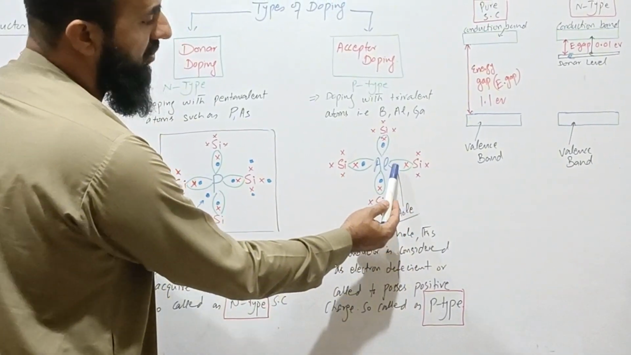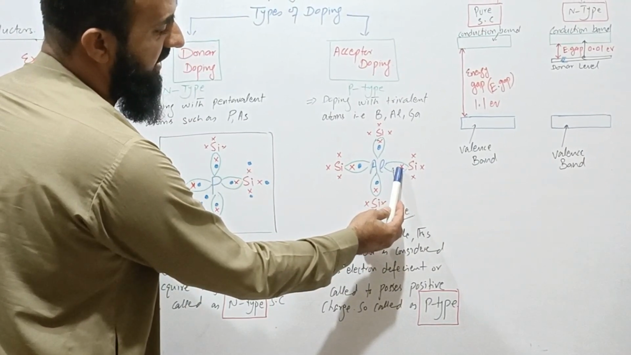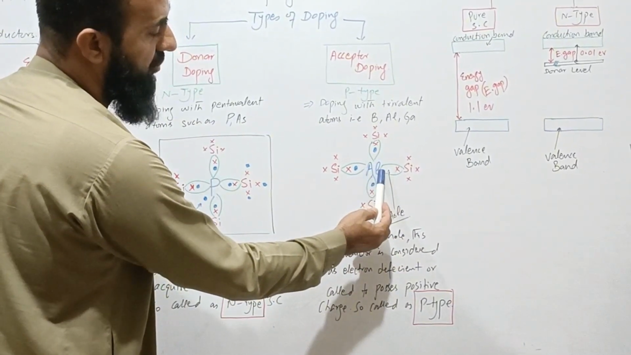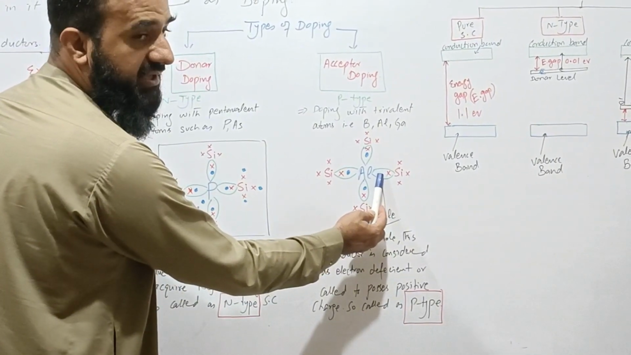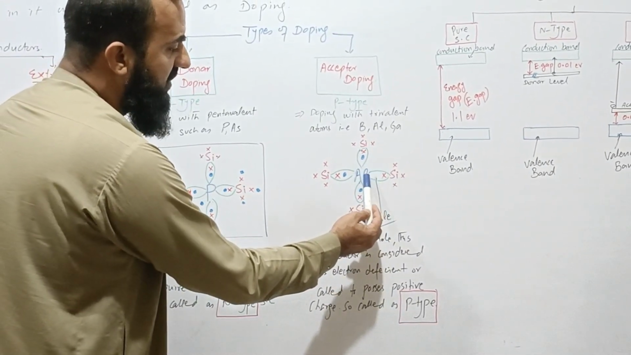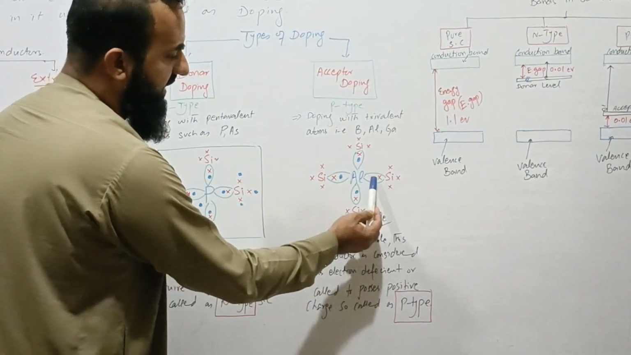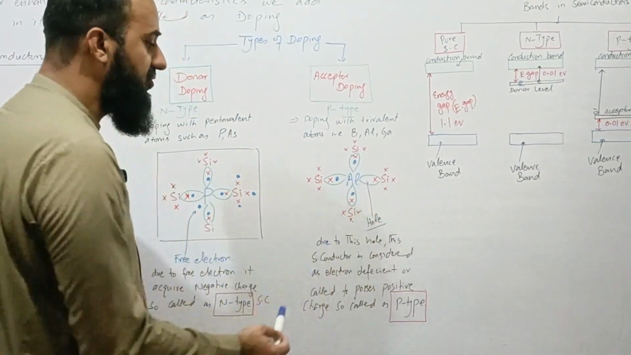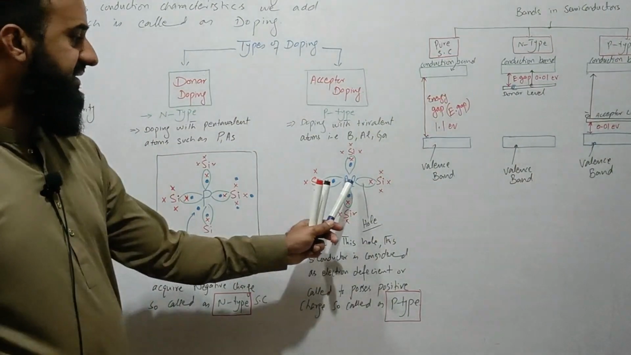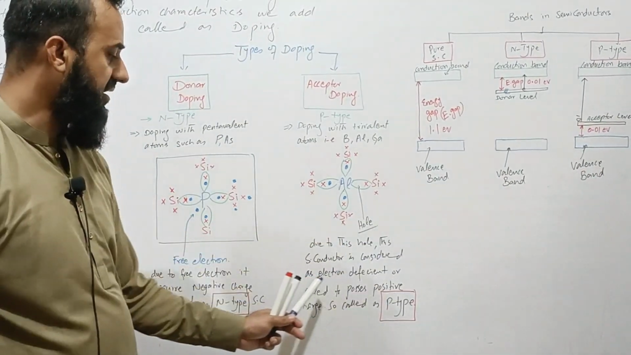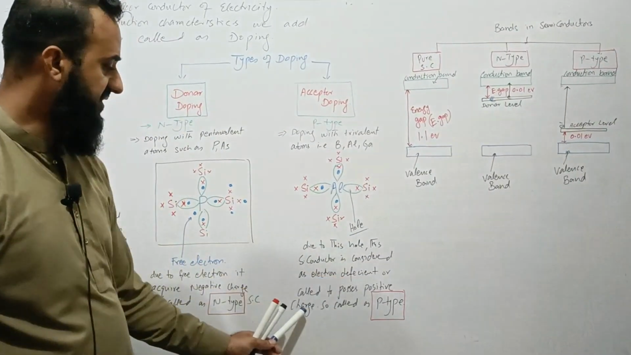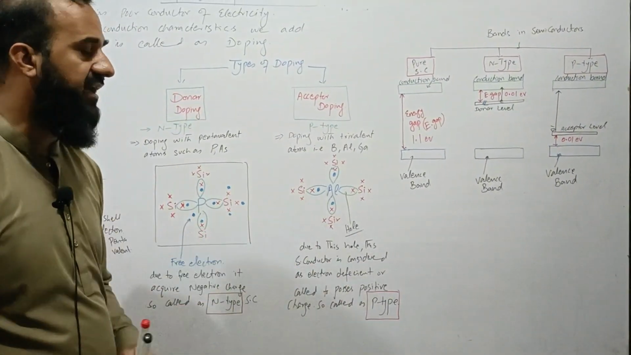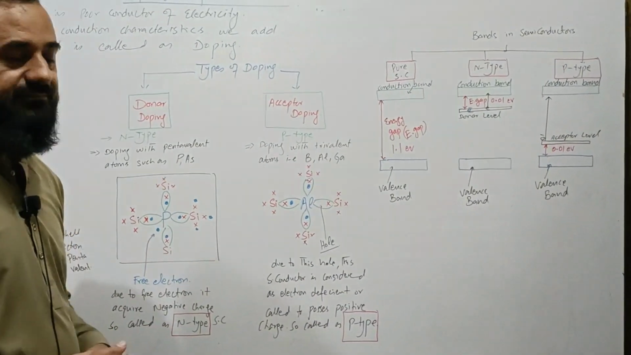Let us see this bond. One of the electrons of silicon forms a bond with aluminium. There is no electron present in this orbital. So if we see this bond, there is a hole present, and due to the presence of the hole, it is said to be electron deficient, or said to contain positive charge, hence it is called a P-type semiconductor.